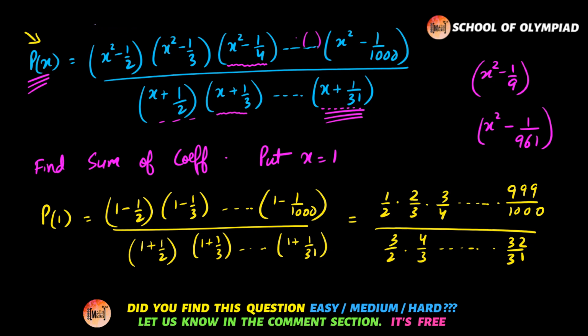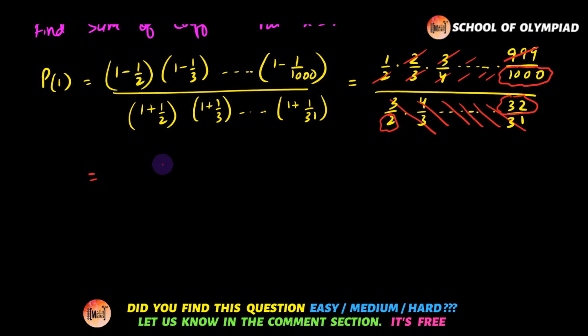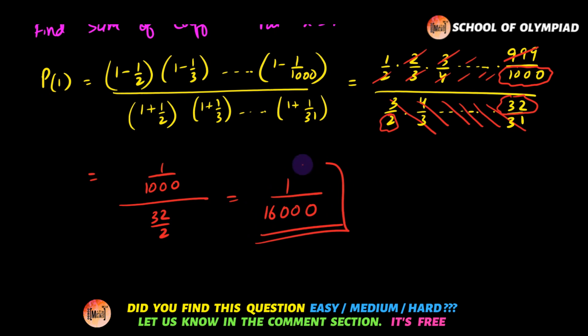Now these 2's will get cancelled, 3 will get cancelled, and this is a telescopic product, and we are left with only 1 divided by 1000 in the numerator. As far as the denominator is concerned, these 3's will get cancelled and so onwards, and this 31 will get cancelled, and we are left with 32 divided by 2 in the denominator. So in the numerator we have 1 divided by 1000, in the denominator we have 32 divided by 2, and hence we get our answer to be equal to 1 divided by 16,000, and that is the answer to our original question.